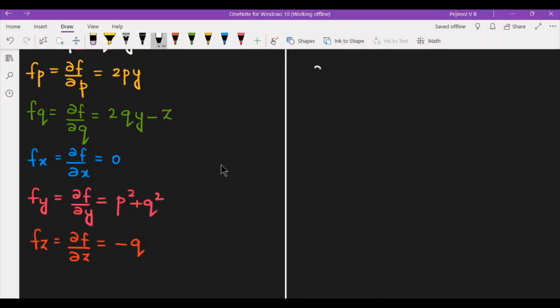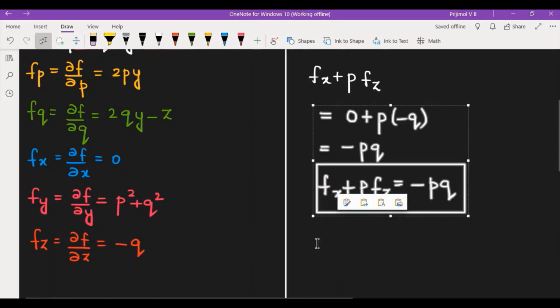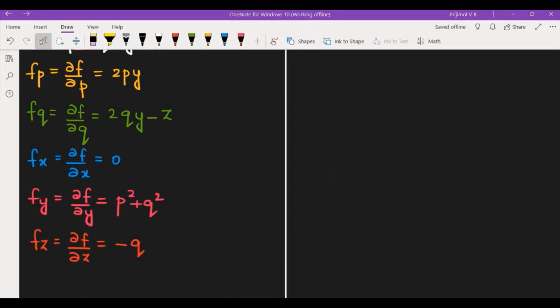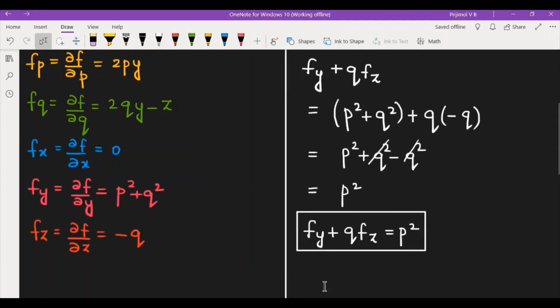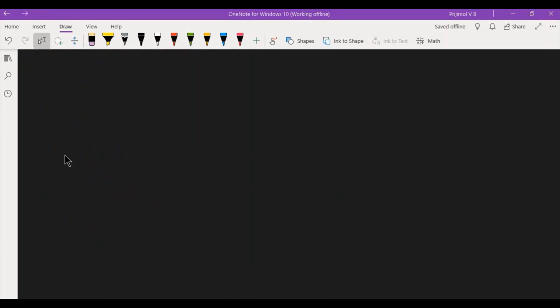Next we find fp plus p fz, which is minus pq. Next we find fq plus q fz, which is p square. Now we are going to substitute all our findings in Charpit's auxiliary equation.